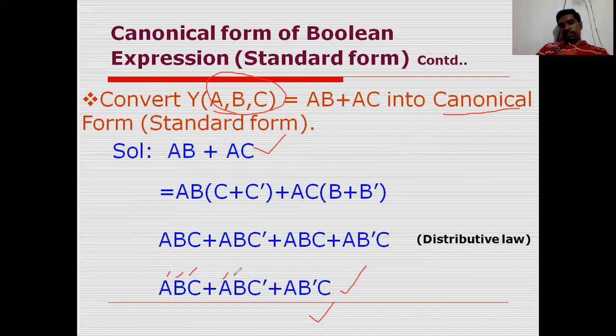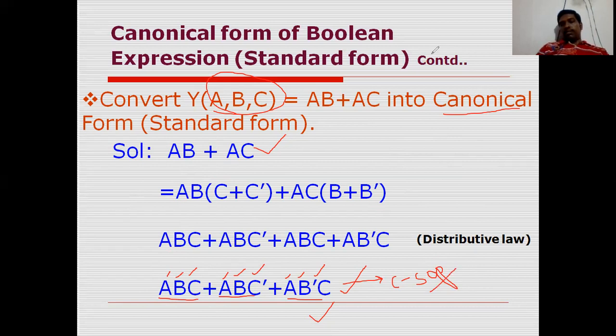Again, A is there, B is there, C is there. All the three existing. Next again, A is there, B is there, C. So in each and every term, we found all the three literals involved properly. Therefore, the equation we obtained is a canonical SOP form. It is a canonical SOP form. Like this you need to convert.